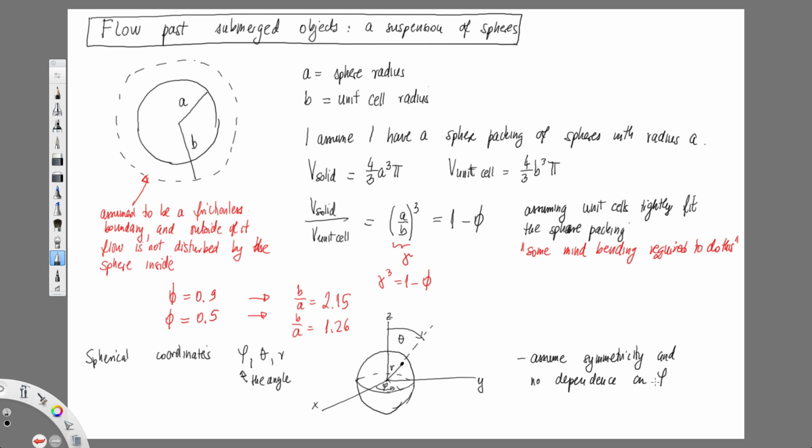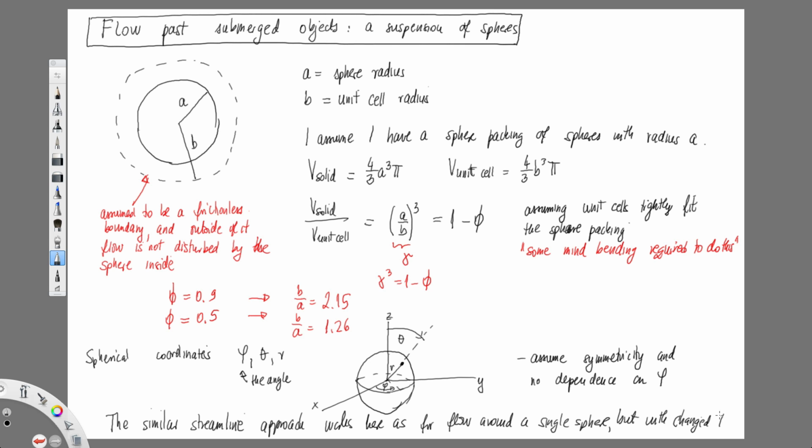So I'm just going to make that statement. The similar streamline approach works here as for flow around a single sphere, but with changed boundary conditions.